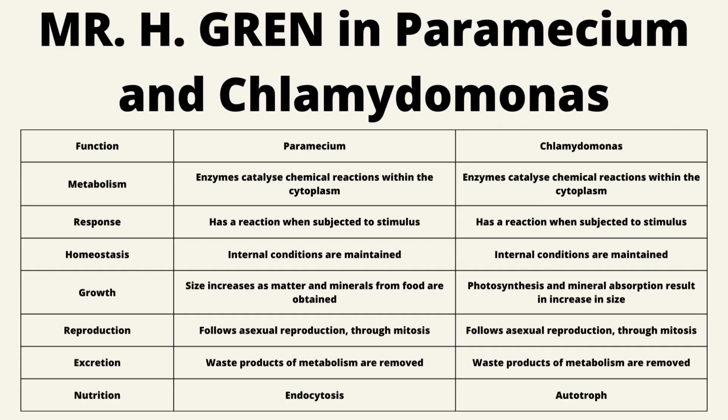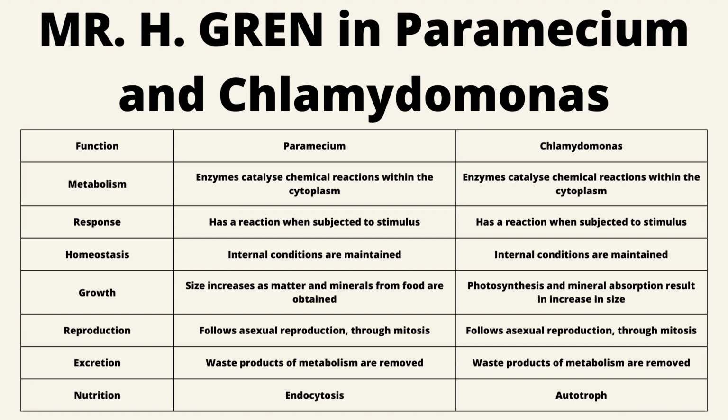Let's look at using MR H GREN in Paramecium and Chlamydomonas, which are unicellular organisms. So you can recall the functions of life as MR H GREN, and then we can compare the two. So metabolism. As for Paramecium, enzymes catalyze chemical reactions within the cytoplasm, and this is true for both. Response. Paramecium has a response when subjected to a stimulus, as does Chlamydomonas. However, as for Paramecium, upon touching a solid object, it reverses direction.